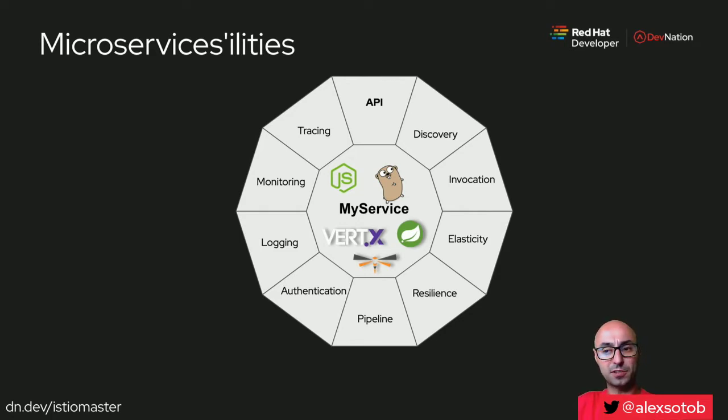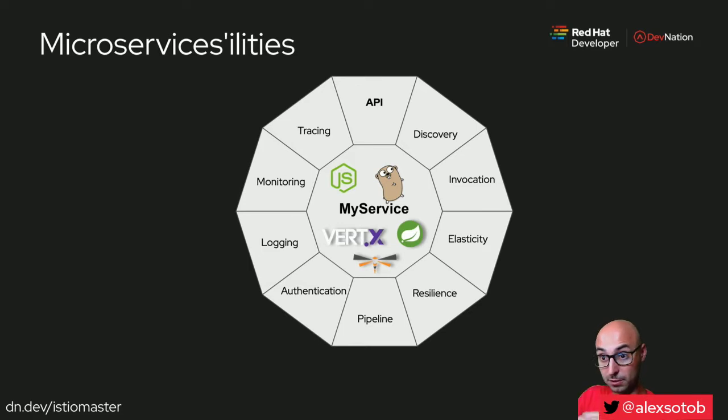Basically, we've got our service that can be written in Go, in Java, in JavaScript, in Spring Boot, in Vert.x, Quarkus, wherever. This is our business service, but around the service there are some new things. We need to define an API to interact with the service. We need a mechanism for discovering services. We need a way to invoke services.